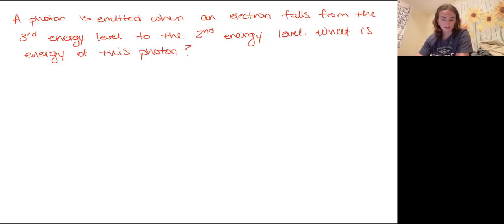Okay, let's try this one. A photon is emitted when an electron falls from the third energy level to the second energy level. What is the energy of this photon? Okay, I'll give you a couple minutes to work on this. I'll also do the math since I just made this up. And then we'll reconvene in a couple minutes and we'll get an answer.